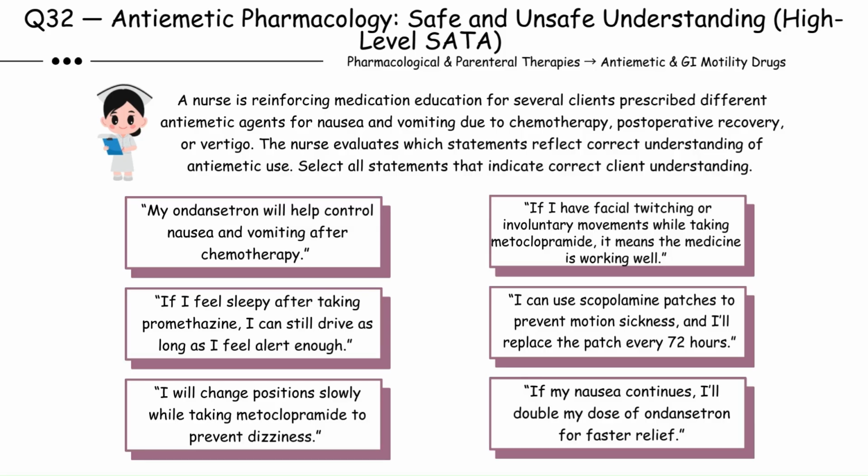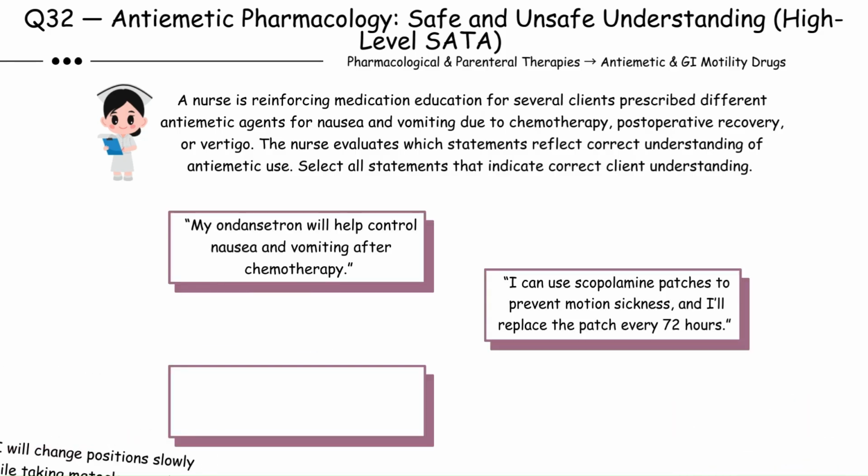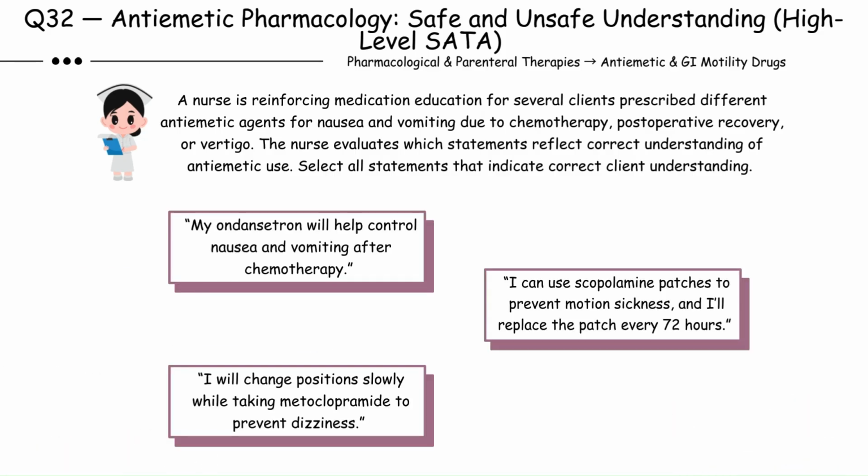5. I can use scopolamine patches to prevent motion sickness, and I'll replace the patch every 72 hours. 6. If my nausea continues, I'll double my dose of ondansetron for faster relief. Take a moment to think about which statements are correct and safe, and which ones reveal dangerous misunderstandings. Correct answers: options 1, 3, and 5.